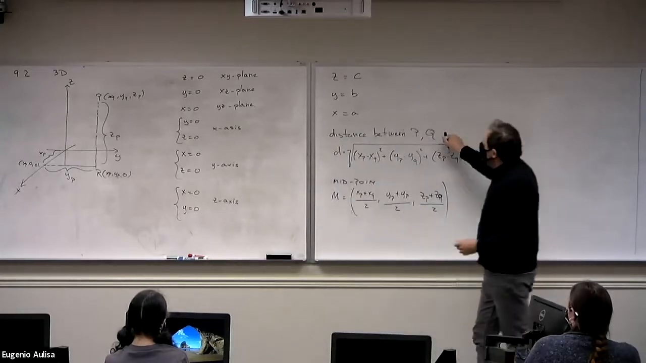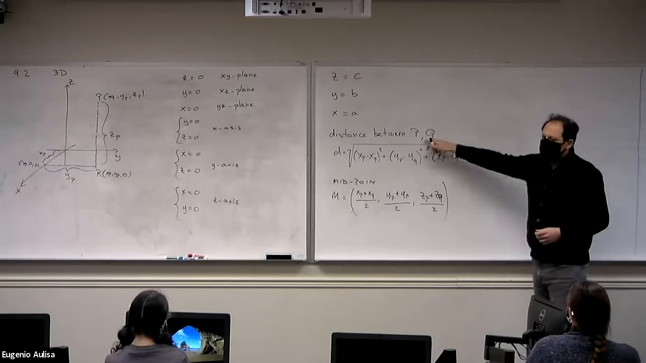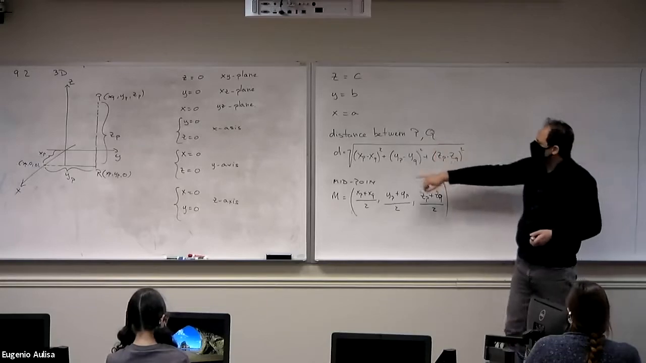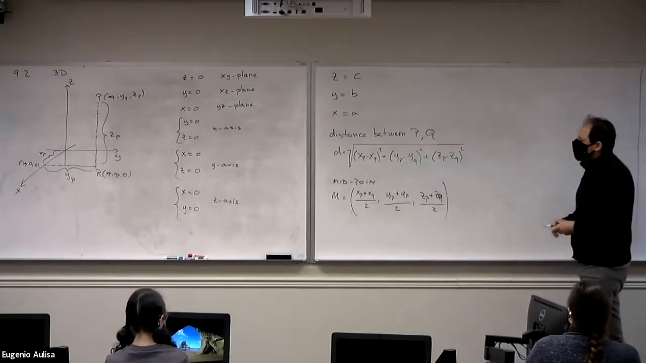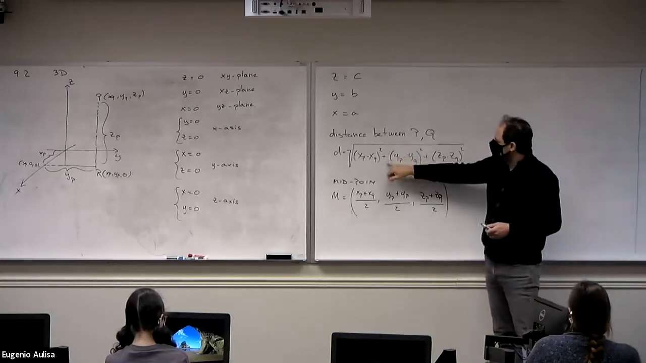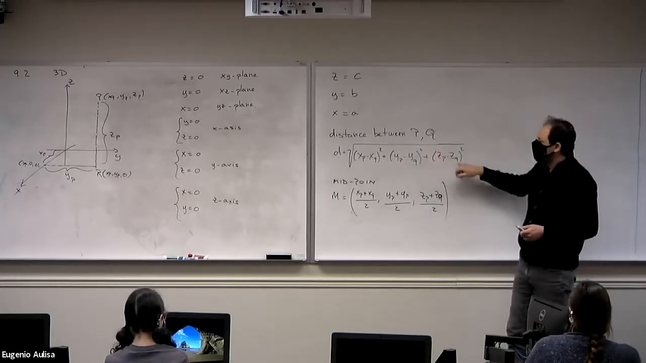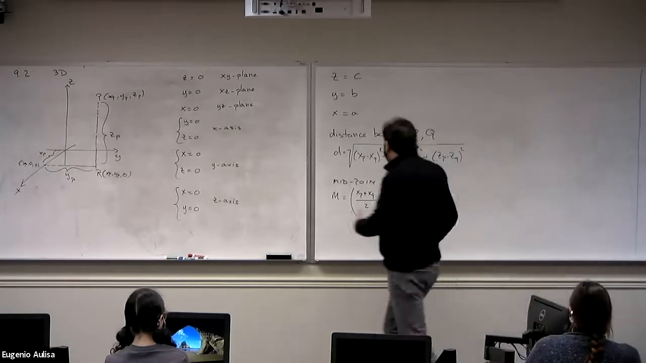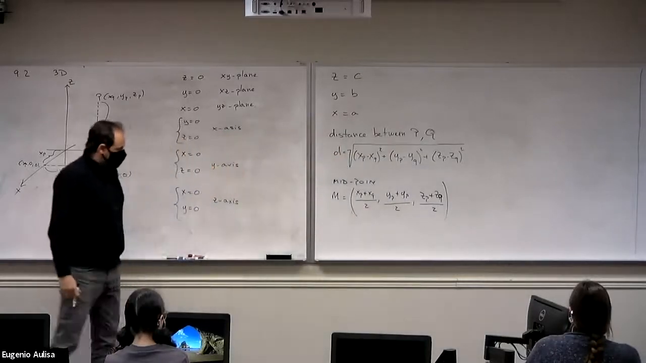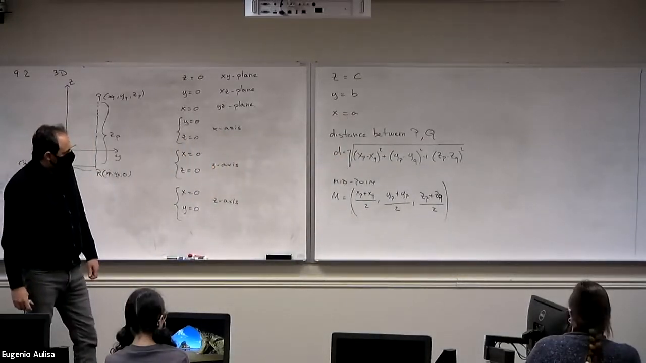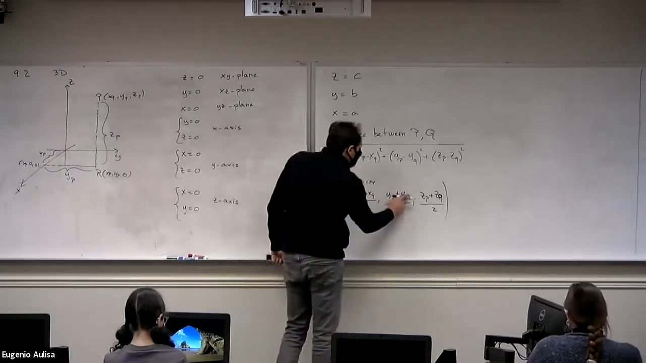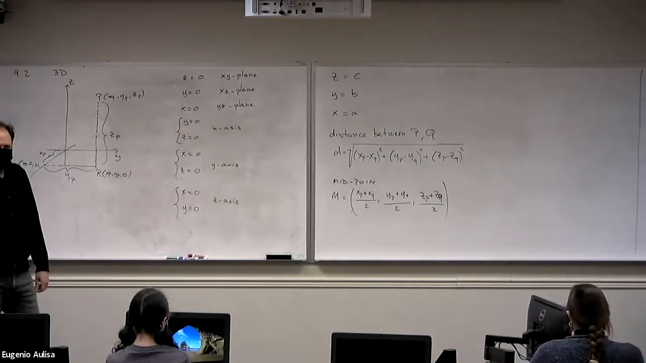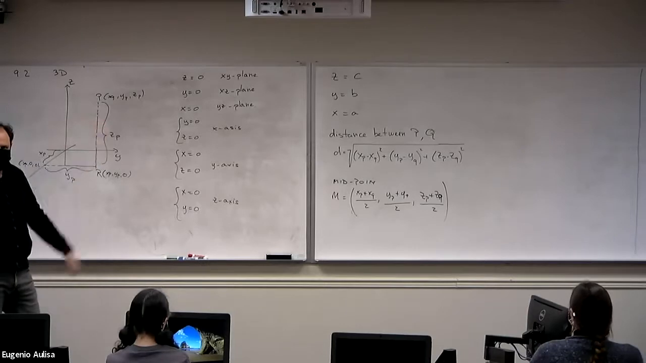Finally, we looked at the distance formula between 2 points P and Q, which was a generalization of the distance formula in 2D. So the distance is the square root of (xP minus xQ) squared plus (yP minus yQ) squared plus (zP minus zQ) squared. And the midpoint between P and Q is given by (xP plus xQ)/2, (yP plus yQ)/2, and (zP plus zQ)/2. Okay, any question on this?